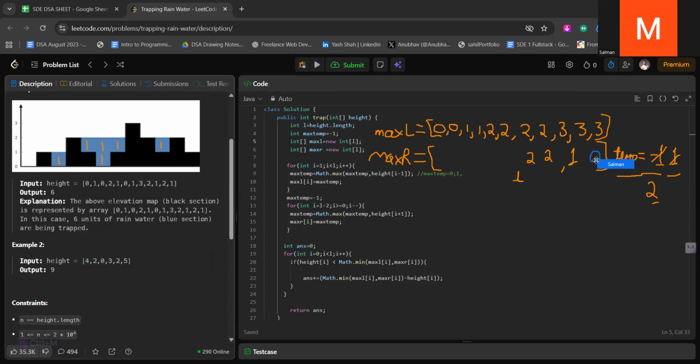Our index is I minus 1, I minus 2, I minus 3, I minus 4, I minus 5. So it's around something like here. Yes. So what is the maximum of this portion? Maximum of the right side of this is 2, right? And maximum of the temp and 2 is also 2. Yeah. So I updated this with 2, right?